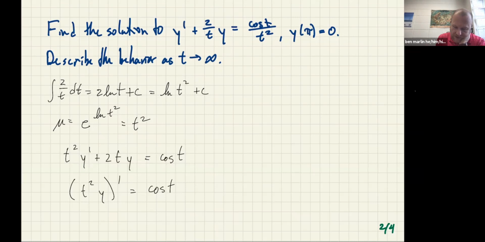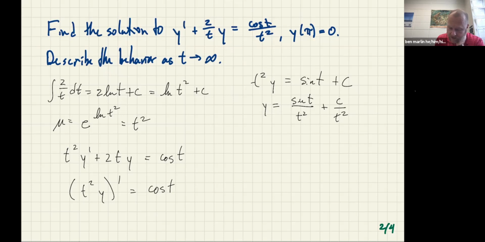Now integrating on both sides, we'll get t squared y, and the integral of cosine is sine t. Here we do have to pay attention to the c, okay? And so now, trying to solve explicitly for our y, we'll get sine t over t squared plus c over t squared.